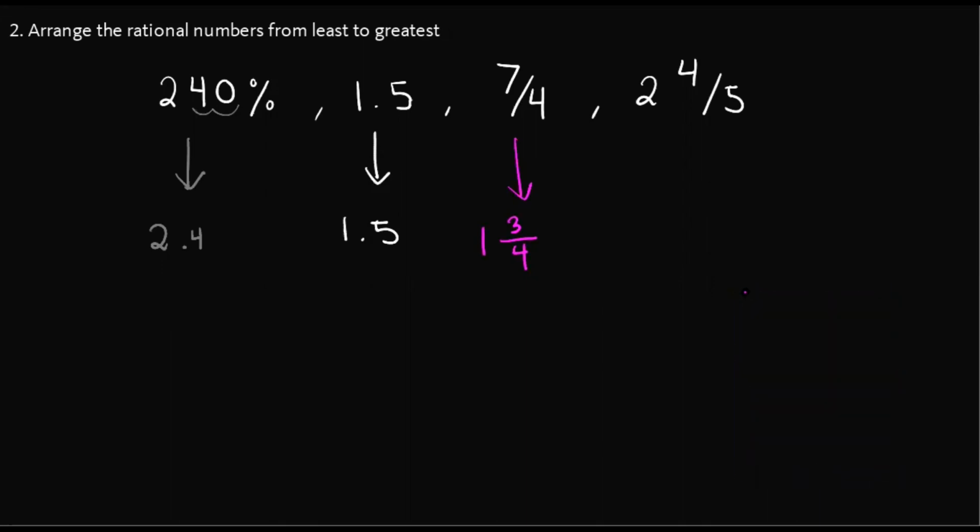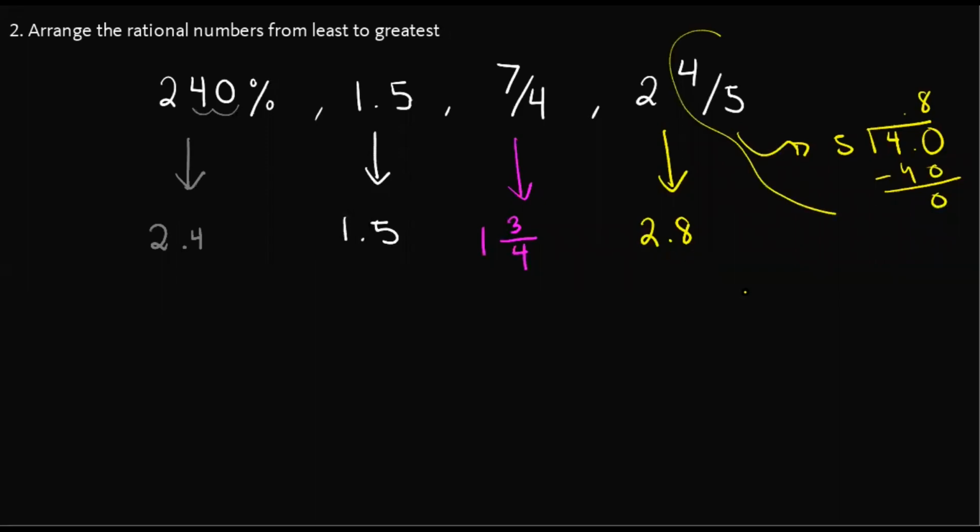Now for this one, we can convert this 4/5 into its decimal form. And that would simply be 4 divided by 5. Put a decimal out here. This one would be 8. So when we subtract, it's 0. So this one is actually 2.8. Since the 2 is from out here and the 0.8 is from this one. So now we only have one left that is not in its decimal form.